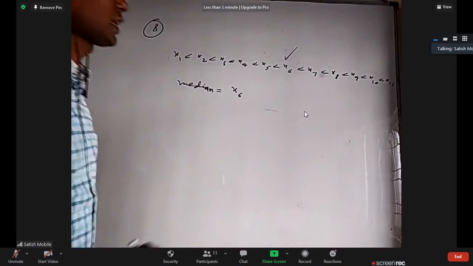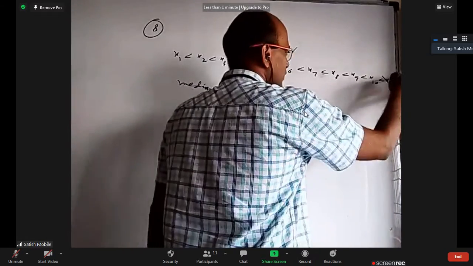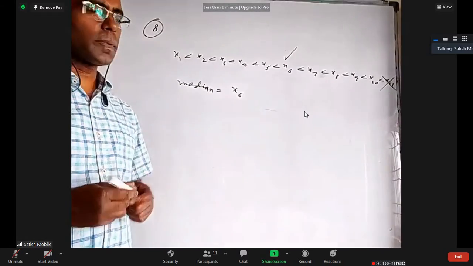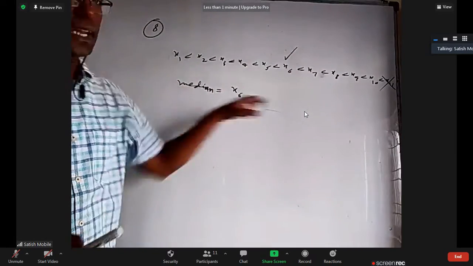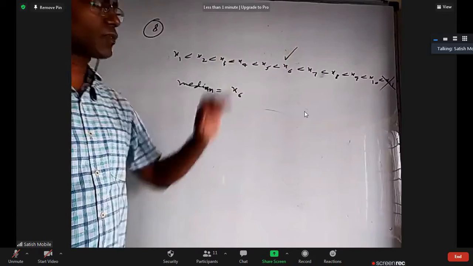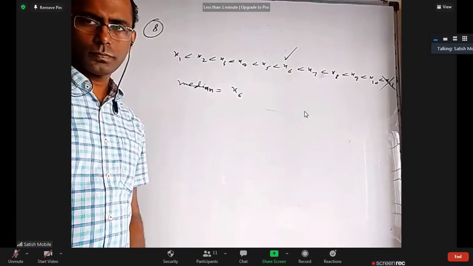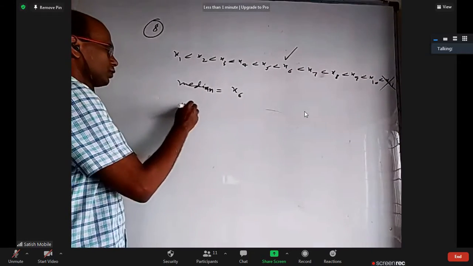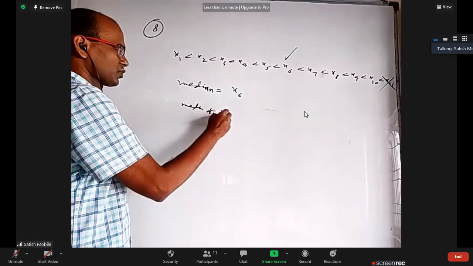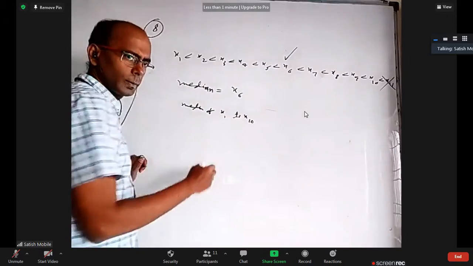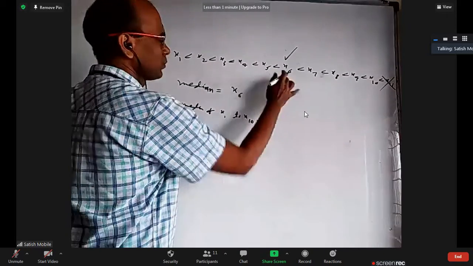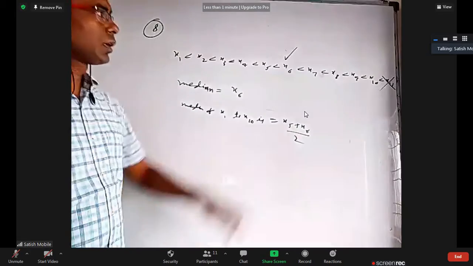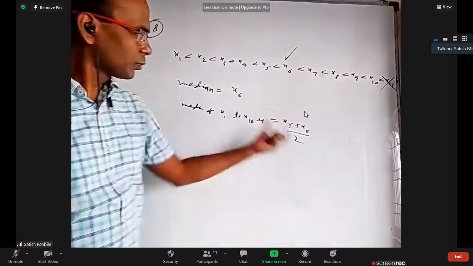Okay, now what they said, remove x11. In the place of that, we have to keep a number which is the median of the rest of the 10 numbers. For the first 10 numbers, what is the median? x5 plus x6 by 2. Yeah. So the median of x1 to x10 is the two middle numbers, which is x5 plus x6 by 2. Okay. Now I have to remove that number, put this number.